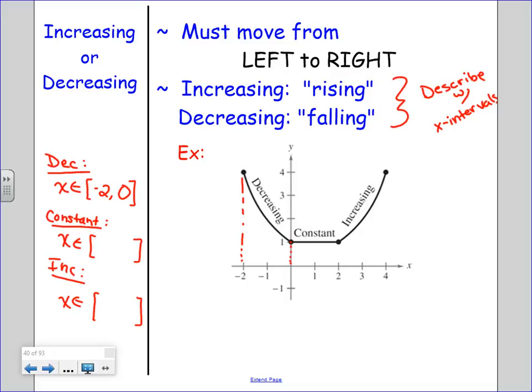Okay, the constant portion. What's the far left x value of that portion of the graph? 0. Right? How far right does it go? 2. See? We're not going to the y's, we're going to the x's. Last portion. How far left does it go? 2. How far right does it go? Does that make sense? So whenever we're describing or interpreting increasing, decreasing, constant, we're answering with how far left to how far right for each of the different portions.